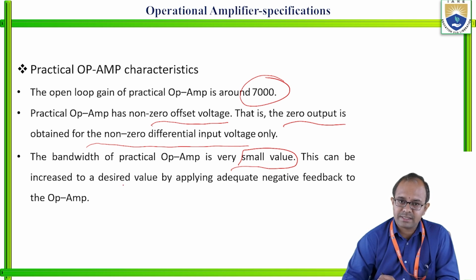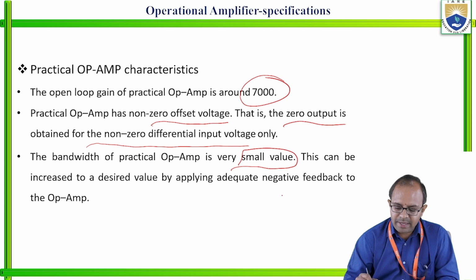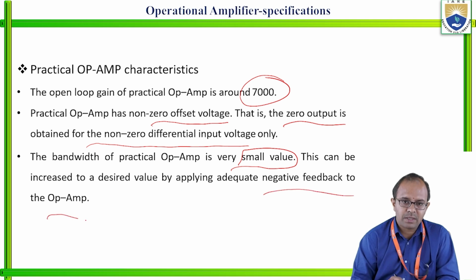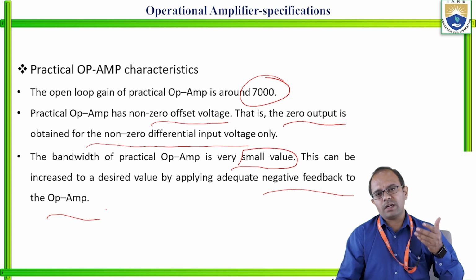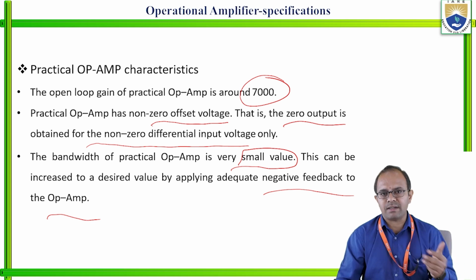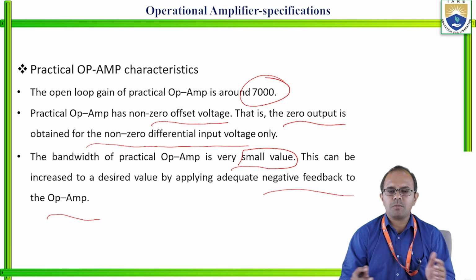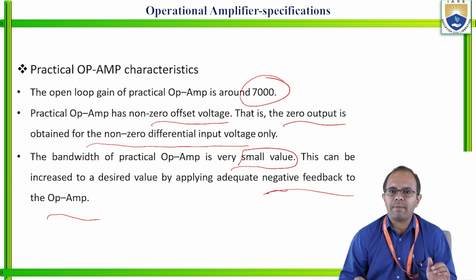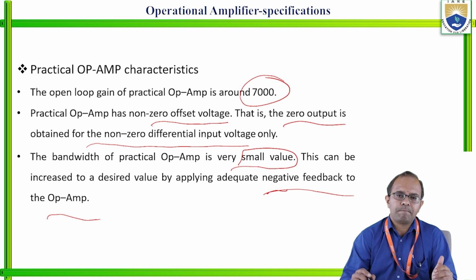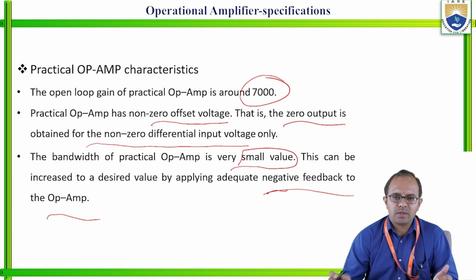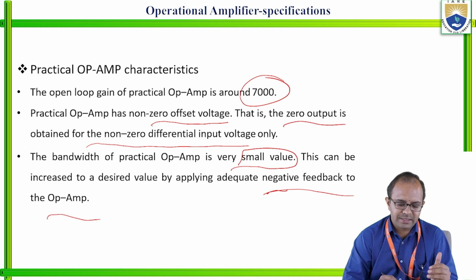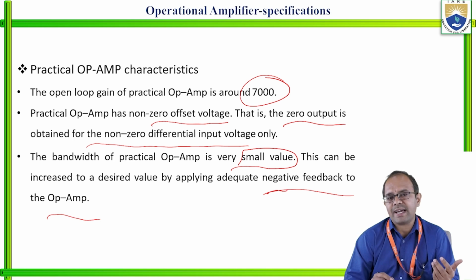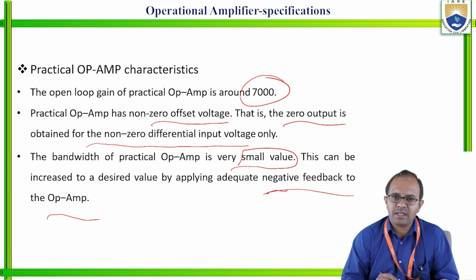This can be increased to the desired level by applying an adequate feedback signal, preferably negative feedback. You know that negative feedback will increase the bandwidth. If you want to achieve more bandwidth, increase your negative feedback, so you can achieve the required bandwidth. So these are the practical op amp characteristics. In the next lecture we will see the DC characteristics and AC characteristics of the operational amplifier. These things we will see in the upcoming lectures.